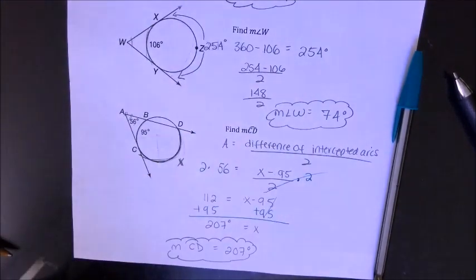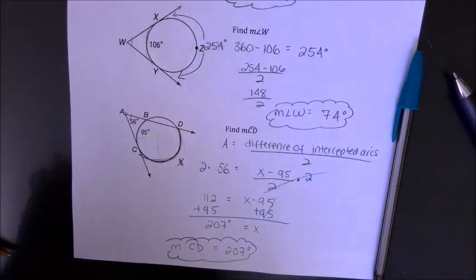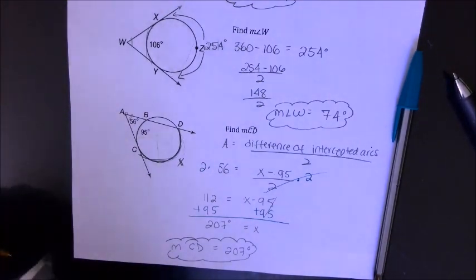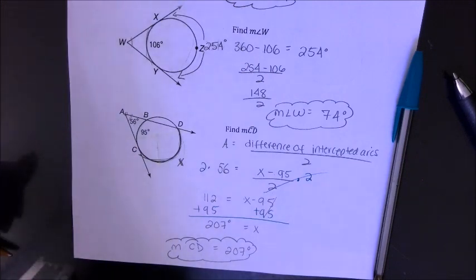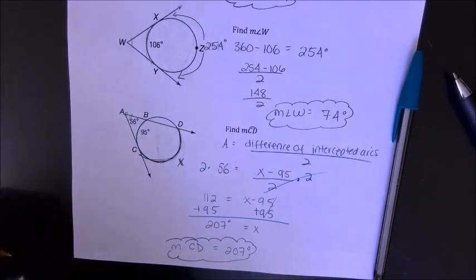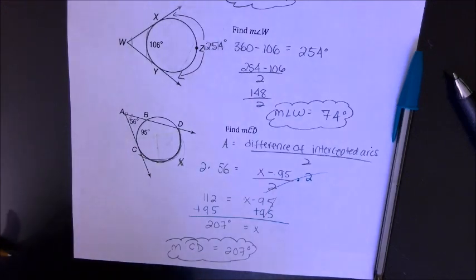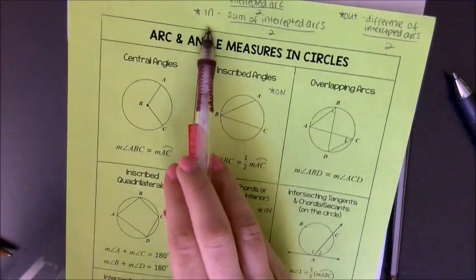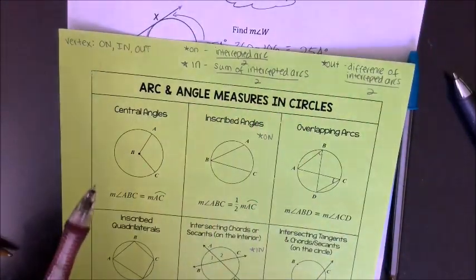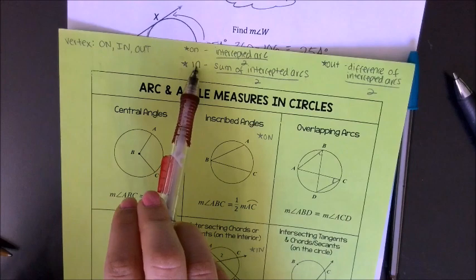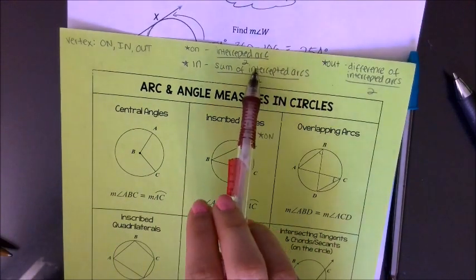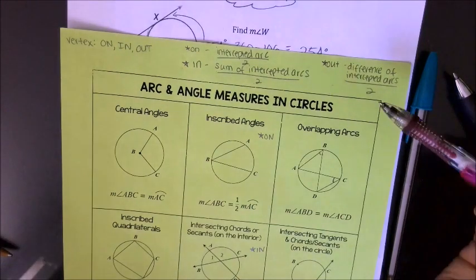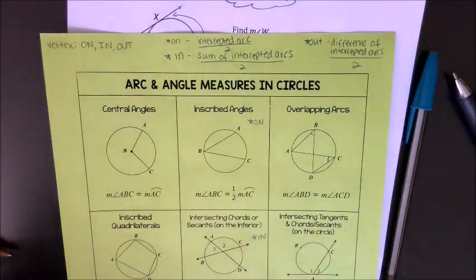So whenever you're looking for angles in a circle, always determine: is my vertex in, on, or out? If it's on, you take half of the intercepted arc. If it's in, you add the arcs and divide by 2. The opposite of in is out, and the opposite of adding is subtracting. So you're going to subtract the major arc minus the minor and divide it by 2. Okay, so this is how you solve for the angle.